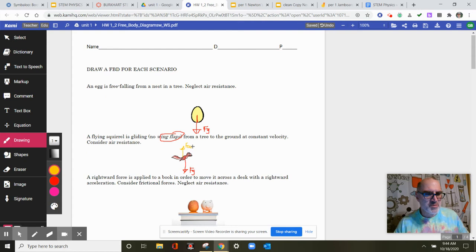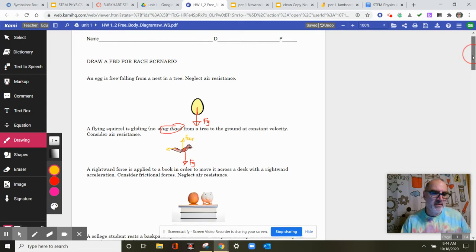Right, there really isn't any other force. You could say there's a little bit of air resistance coming off the back of the squirrel as well, but really, that's it. There's no forward force on the squirrel. The squirrel jumped out of the tree, and then once the jumping was over, that force was over. It's just floating.